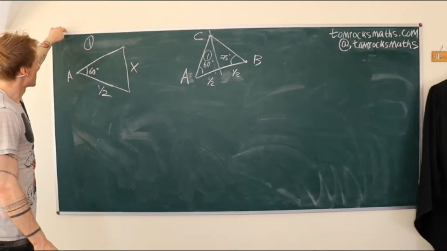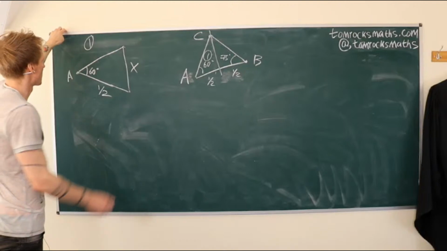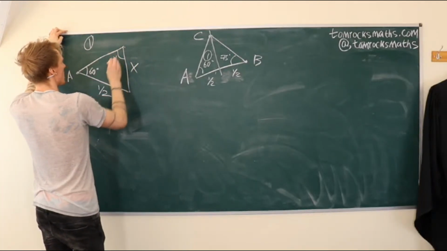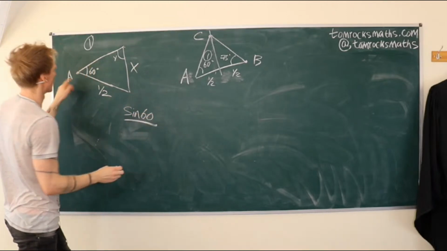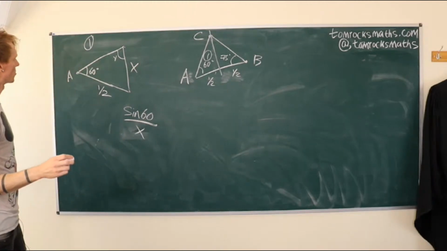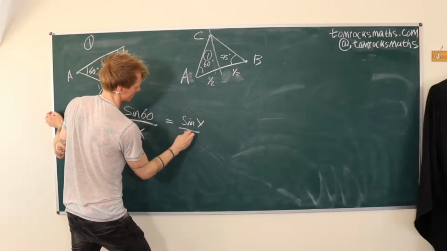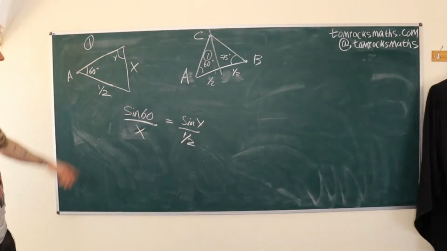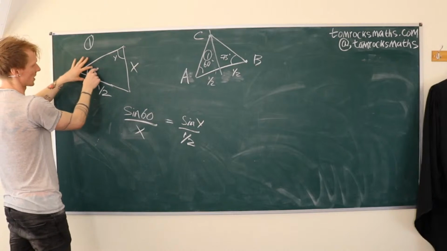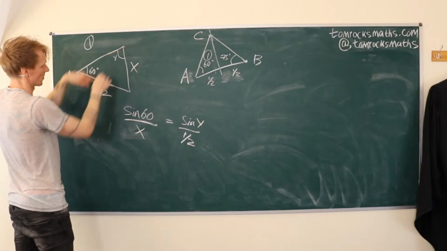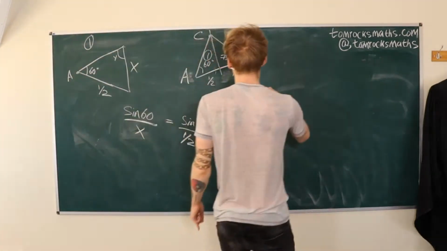So what I would be tempted to do is, let's think about this. Let's call this angle here y. So now my sine law tells me that sine of 60 over x is equal to sine of y over a half. Okay, so I don't know the angle y, and I don't know x, but I know that the sine of this angle over this length is equal to sine of this angle over this length. Now I can do the same on the other side, I think, and get something else.